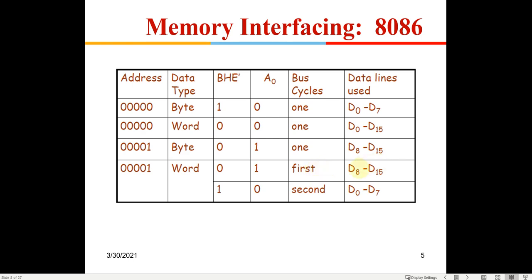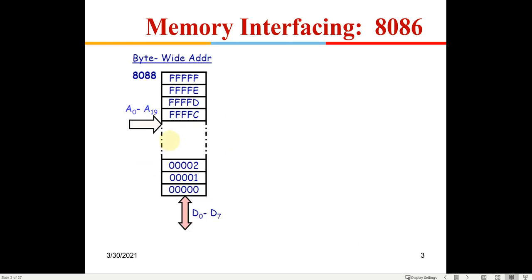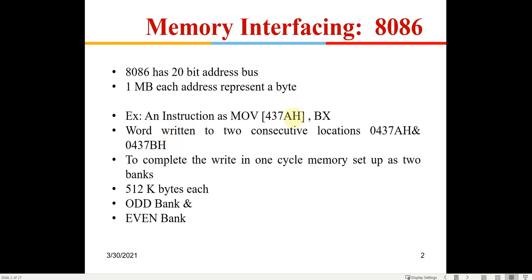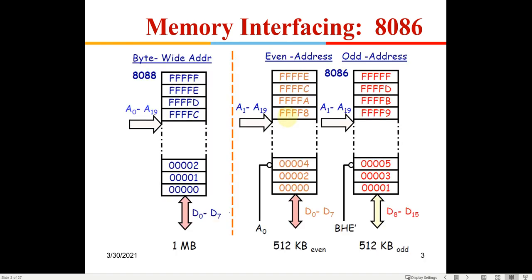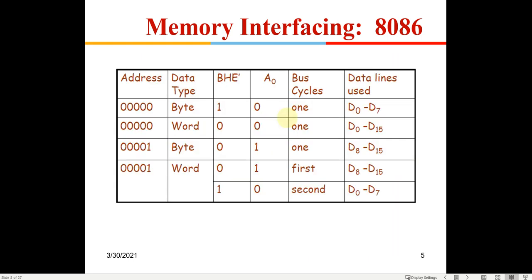Okay, in the first cycle, the higher data bus will be brought, because you are trying to get a word from an even address. Suppose I write the same instruction, let me go back, the same instruction with 437B. So it is starting from an odd address now, not an even address.